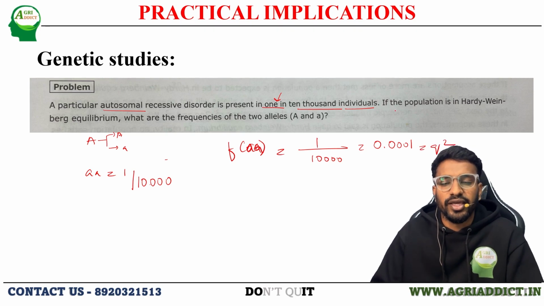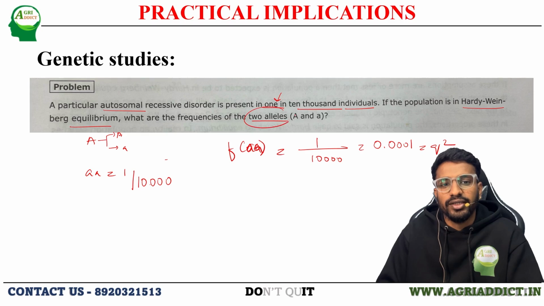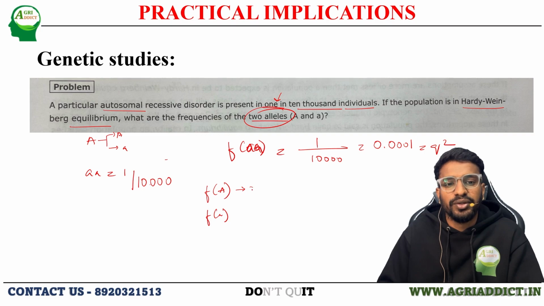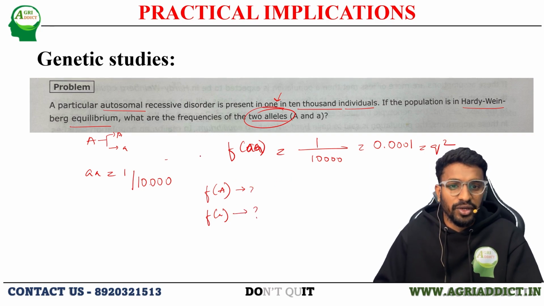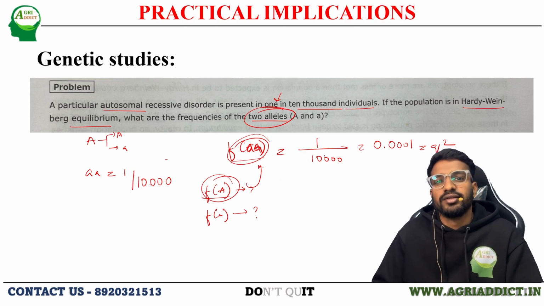So let us see what they are asking. If the population is in Hardy-Weinberg equilibrium, then what will be the frequencies of the two alleles? They are asking us the frequency of capital A and small a. As I told you previously, even without data on the number of individuals or alleles, we can calculate the frequency of the allele if we have the genotypic frequency, and if we have the allelic frequency, we can calculate the genotypic frequency.